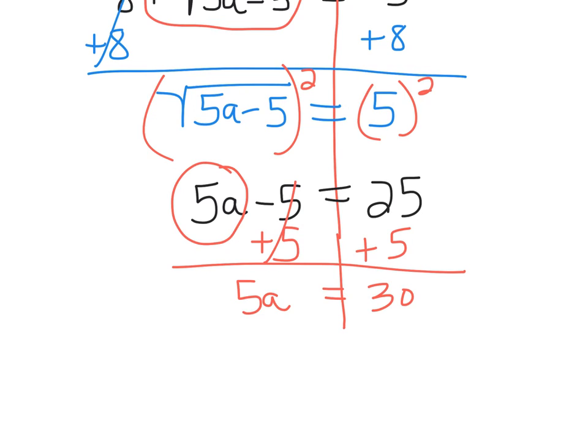The inverse of multiplying is dividing. So I'm going to divide both sides by 5. And my answer is a equals 6.